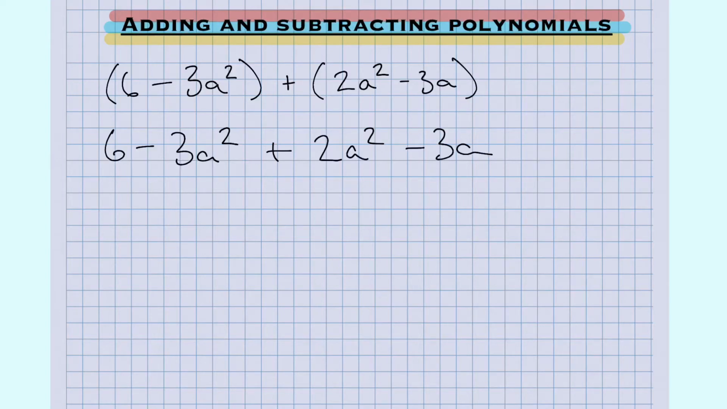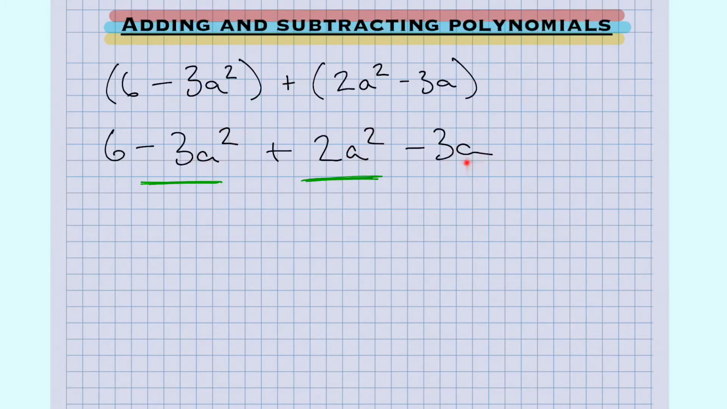And this is what we get. Now we're going to combine like terms. It looks like the only two like terms are the 3a squared and the 2a squared. Like I said earlier, the variable and the exponent both have to be the same. So 3a squared, 2a squared.